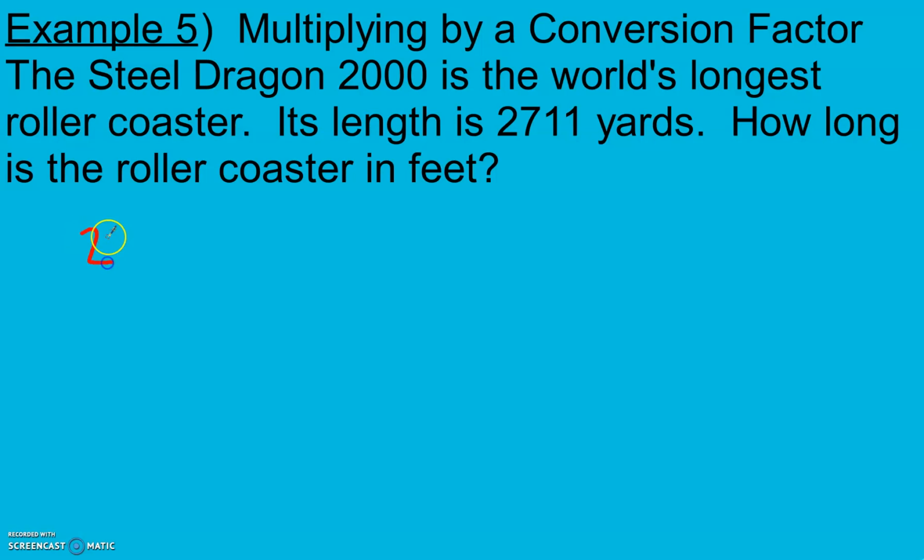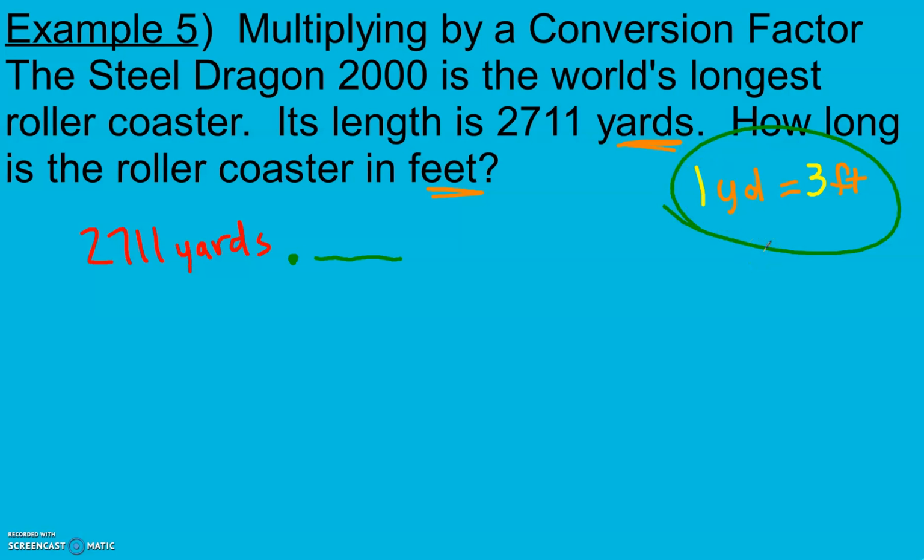So I'm going to start off with 2,711 yards. Now I want to go from yards to feet. So I need to compare yards to feet, and I need to come up with my conversion. Well, 1 yard is the same as 3 feet. So I'm going to set up my conversion factor. I'm going to multiply by this relationship. I need to figure out what goes on top and what goes on bottom though. There's two different ways we can write it. Since I have yards and I'm looking for feet, the feet is going to go on the top. That's what I'm looking for.